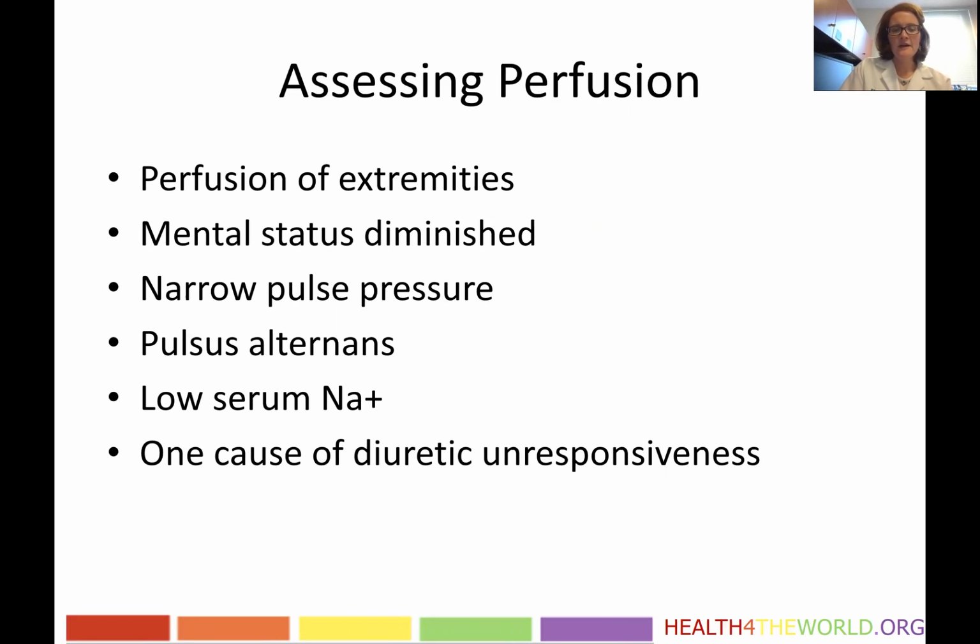How do we assess perfusion? A very simple way is to simply feel the patient to see if they're cold or warm, but not every patient will manifest this clearly. If the patient's mental status is diminished or they seem confused, that may be a manifestation of low output to the brain. Other signs include a narrow pulse pressure, pulsus alternans, low serum sodium, being diuretic unresponsive, or evidence of end organ dysfunction like kidney dysfunction and liver dysfunction.